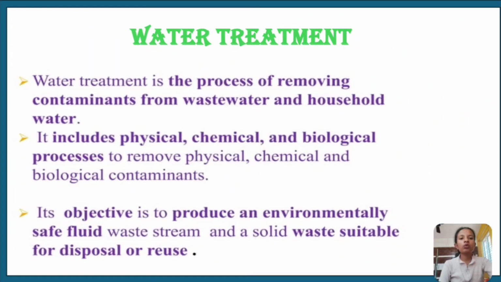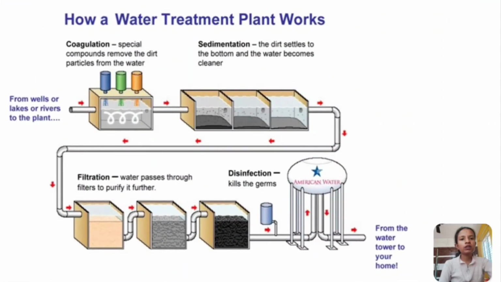Water treatment. Water treatment is the process of removing contaminants from wastewater and household water. It includes physical, chemical and biological process to remove contaminants. Its objective is to produce an environmentally safe fluid. Let us know how water treatment plant works.